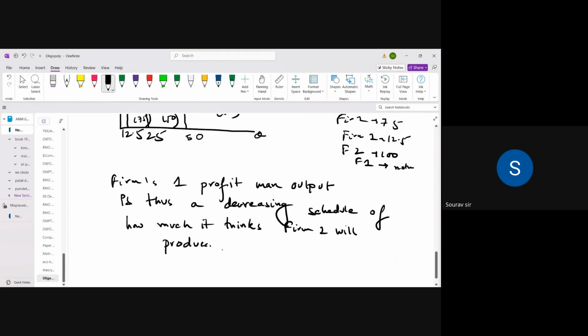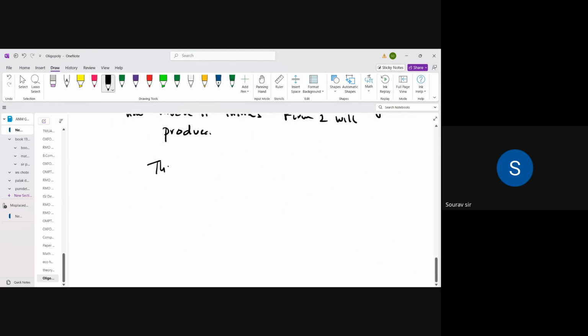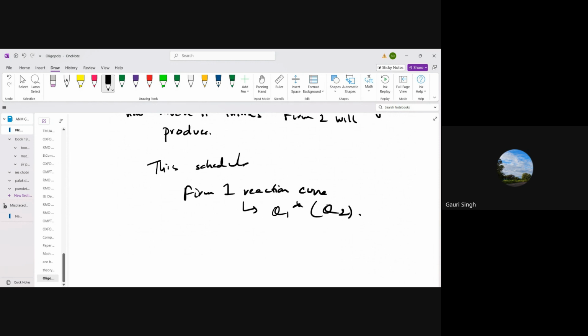So we call this scheduling, we call it farm 1's reaction curve. From the name only it infers, correct? Because it is looking at how much farm 2 is doing, and then it is planning how much farm 1 is doing. So that is Q1 star by Q2. Now you understood?